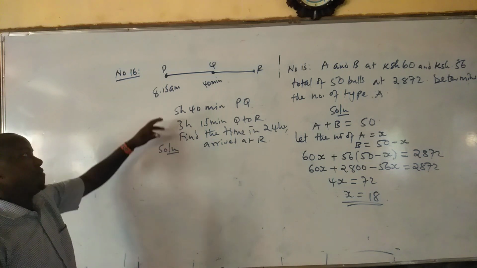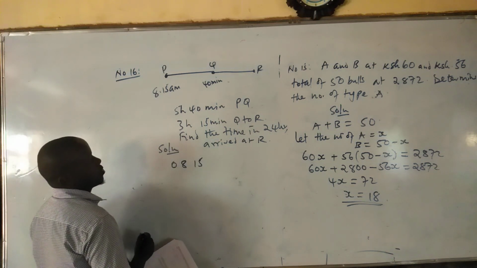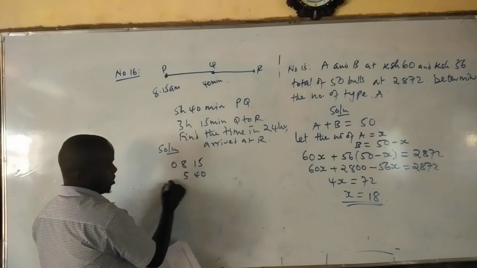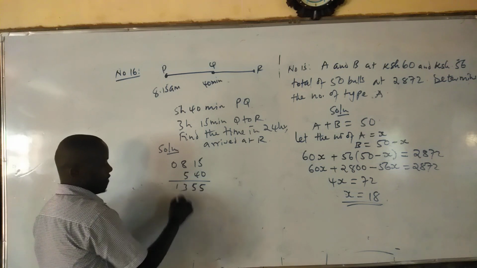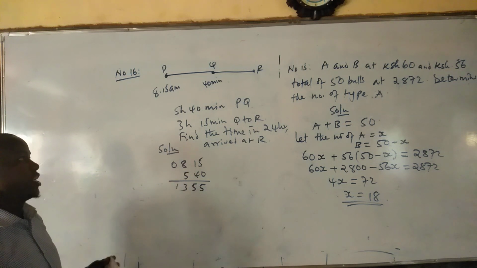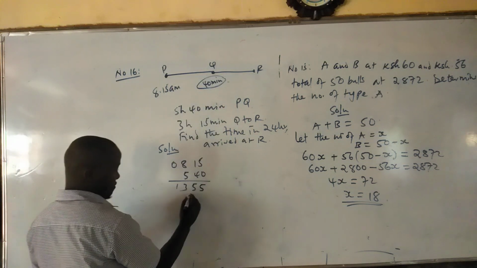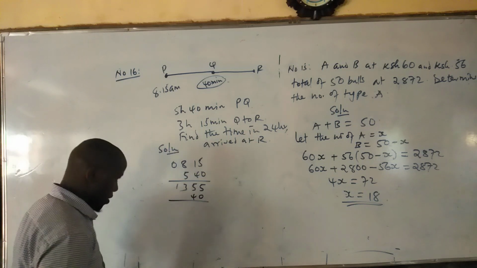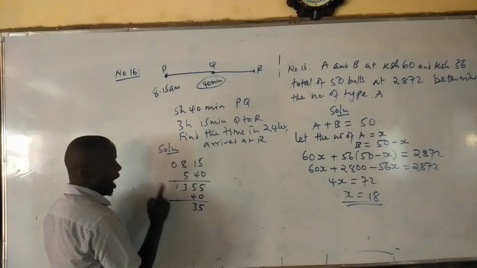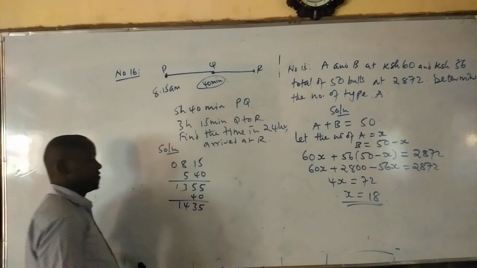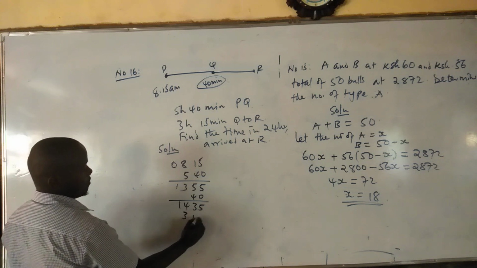Now, if a bus is traveling from 8:15, it took 5 hours and 40 minutes to arrive at Q. So 5, 5, 13. So 13:55 is when it was arriving at Q. And at Q, we have been told every day it stops for 40 minutes. Therefore, plus 40 minutes of stoppage, we will get 95 minutes, meaning 35, and we carry an hour. So 14:35 is when it departed from Q towards R, and then it took 3 hours 15 minutes.